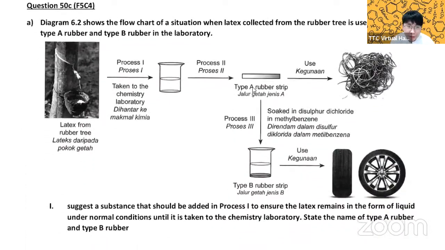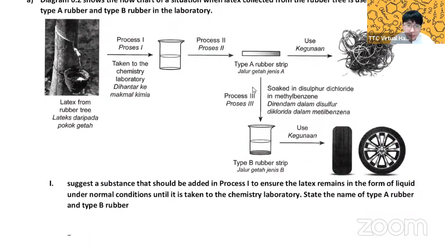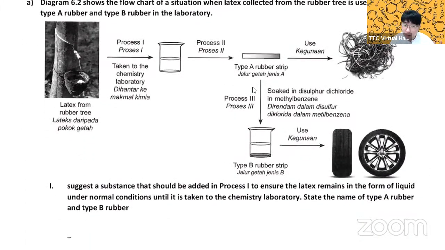Okay, moving on, you have rubber uses, because once you produce rubber, you can use it in other places. So suggest substance that should be added in process one to ensure latex remains in the form of liquid. So this one we know, add alkaline. Then state the name of type A rubber and type B rubber. So type A is rubber strip, you use it to make rubber band. Then you make type B by soaking it into disulfur dichloride in methylbenzene.